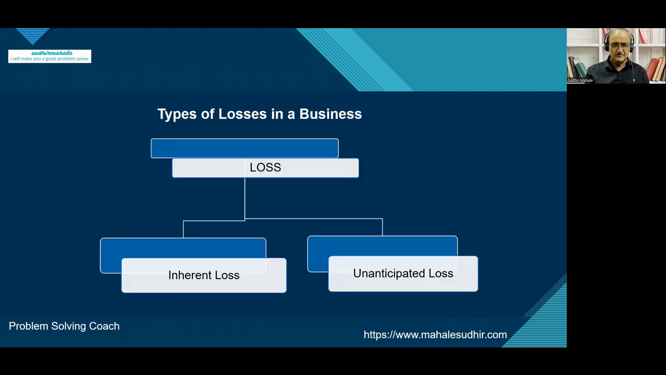And what are the different types of loss? There are two types of loss in business: inherent loss and unanticipated loss. Unanticipated loss means we know that sudden breakdown is there, sudden plant stoppage is there, sometimes sudden worker strike is there, power failures are there. Sometimes a regulatory requirement forces you to stop the business. So these are unanticipated losses, and they have to be solved on priority and resolved.